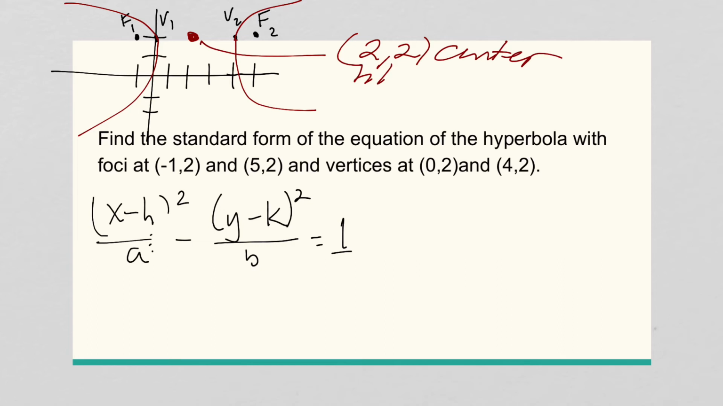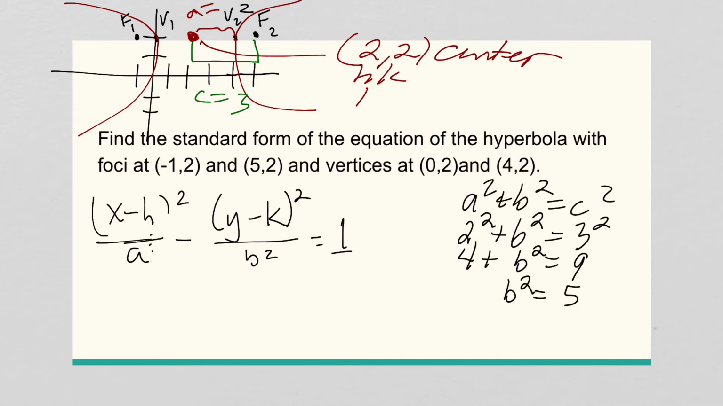So that's my H and my K. And my A distance, again, is from the center to the vertex. So my A distance here is 2. My C distance, from the center to the foci, is how many boxes? 1, 2, 3. So I'm going to be using that equation here because I need the b squared for my equation. A squared plus b squared equals c squared. So let's plug that stuff in. When I plugged everything in there, I get 4 plus b squared equals 9. Well, 4 plus what is 9? Well, that b squared is 5.